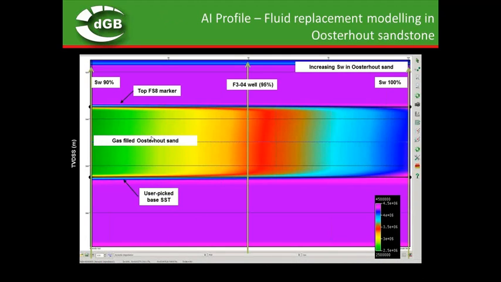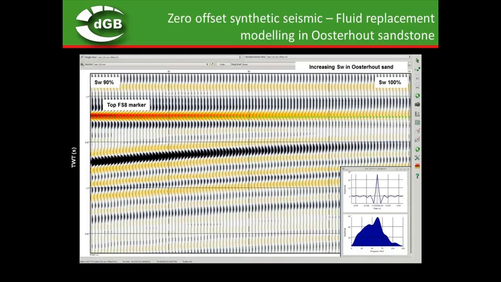This is the acoustic impedance profile corresponding to the fluid replacement model that we just created. And you can already see that there is a significant increase in acoustic impedance when we increase the water saturation from 90% to 100%. Here we have got our zero offset synthetic seismic data after fluid replacement using the statistical wavelet, which is shown here at the right bottom corner. And already visually we can see quite a bit of change in seismic amplitude in the interval of interest.